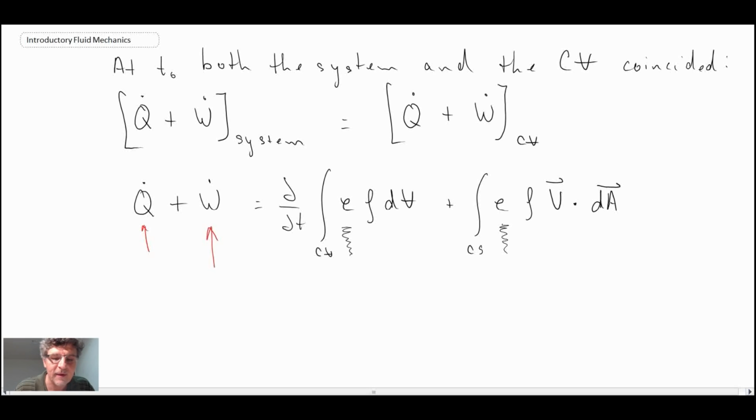So in the next segment, we're going to spend time looking at the work term and be able to come up with a formulation. And then once we have that, we'll be able to bring it all together, and we will have the control volume formulation for the energy equation. So in the next segment, we will look closer at work.